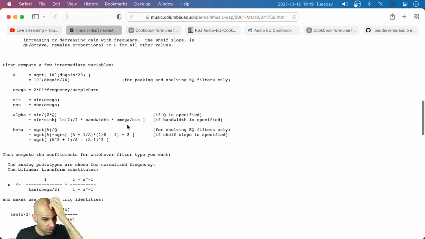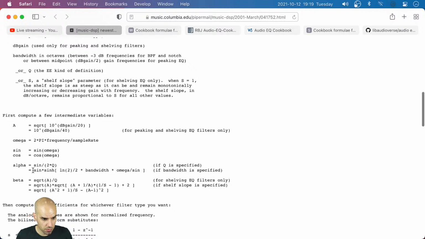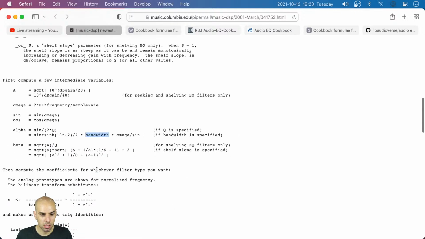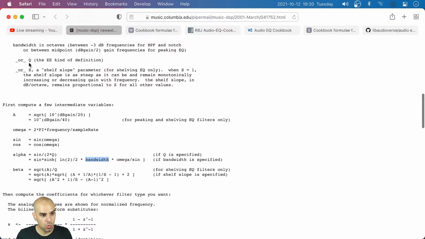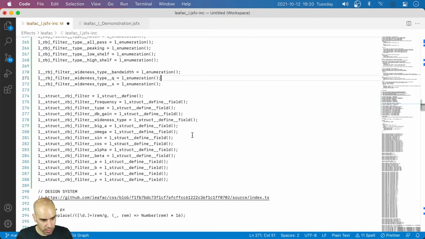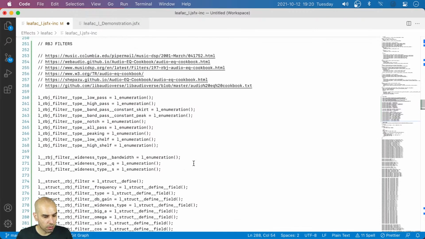Maybe not on this version of the document. But there are formulas for you to use if you have Q or if you have bandwidth. I thought that there was also a formula to convert between Q and bandwidth. I know where to find this formula if it's not in this document. And it could be a nice auxiliary function.